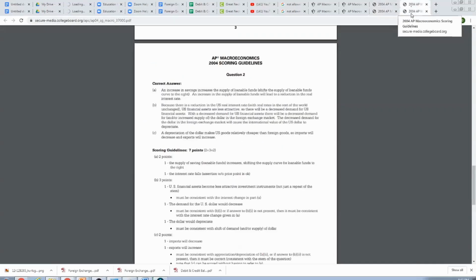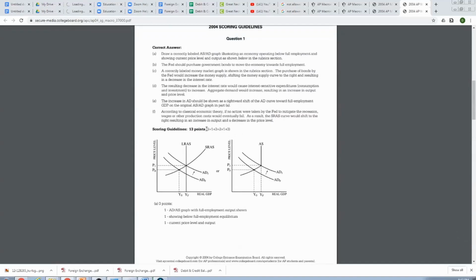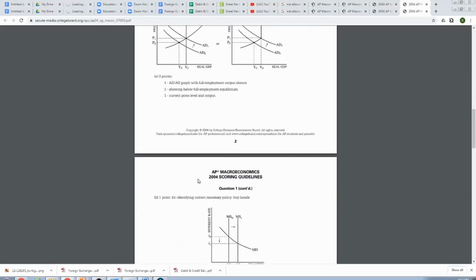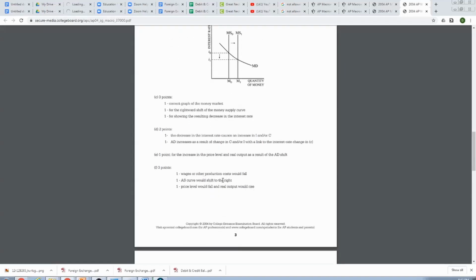Okay, now, once you're done with all that, you look it over, right? Now, I'm not looking. I see nothing that you've done. I then flip over. You go to the answer key. Okay, you look at your graphs. Ignore this one. You look at this. You see the output, YF. Boom. We shifted to the right. Below full employment, 3 points. Then we come. Money supply shifted right. Interest rate fell. Blah, blah, blah. Wages or other production costs would fall. AS shifts to the right.